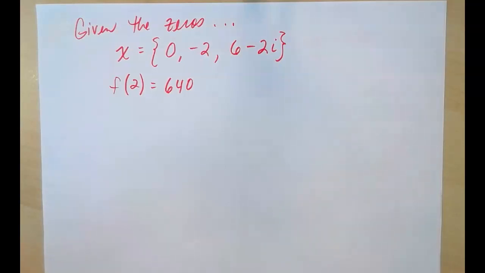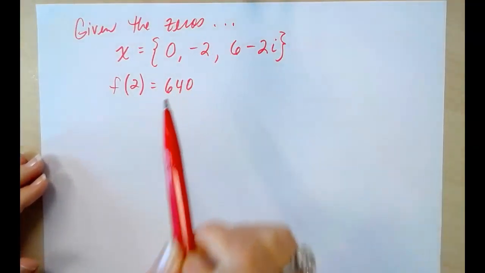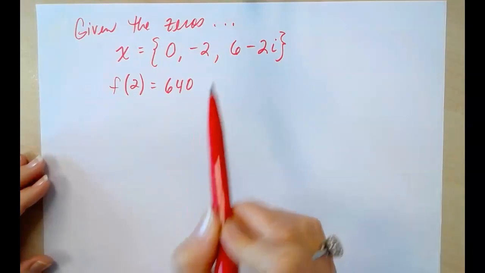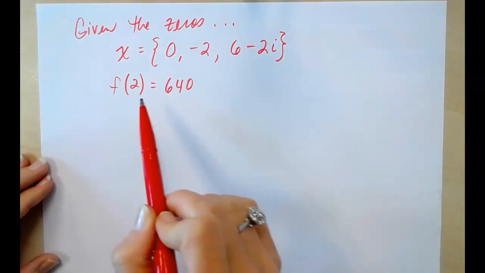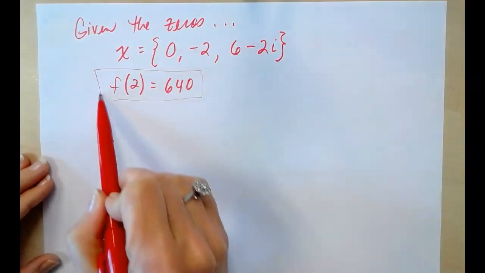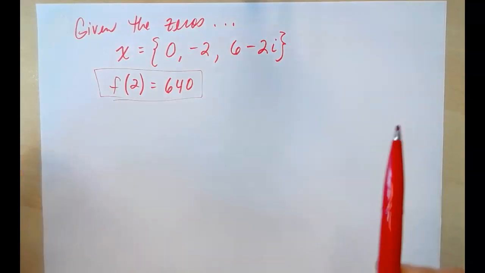Okay, pre-cal, here goes. Quick quest review video. Given these zeros, let's find a polynomial function that passes through the x-intercepts at these spots and also contains the point (2, 640). So how do we do that?